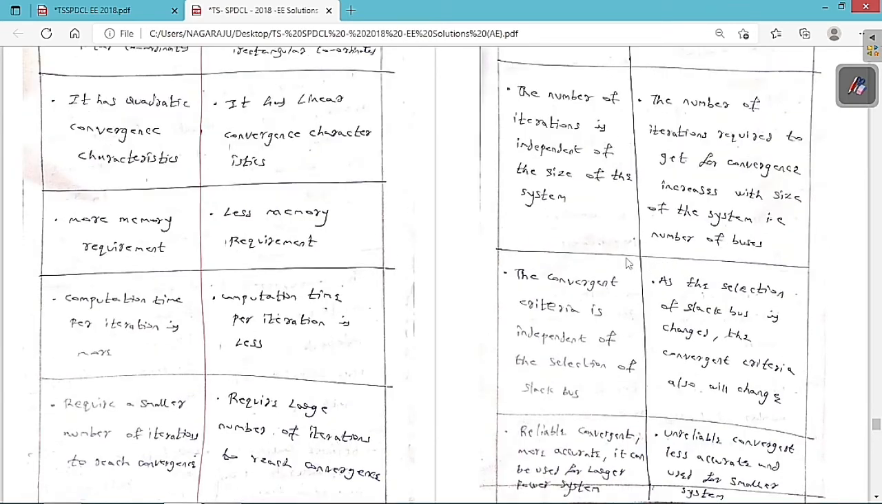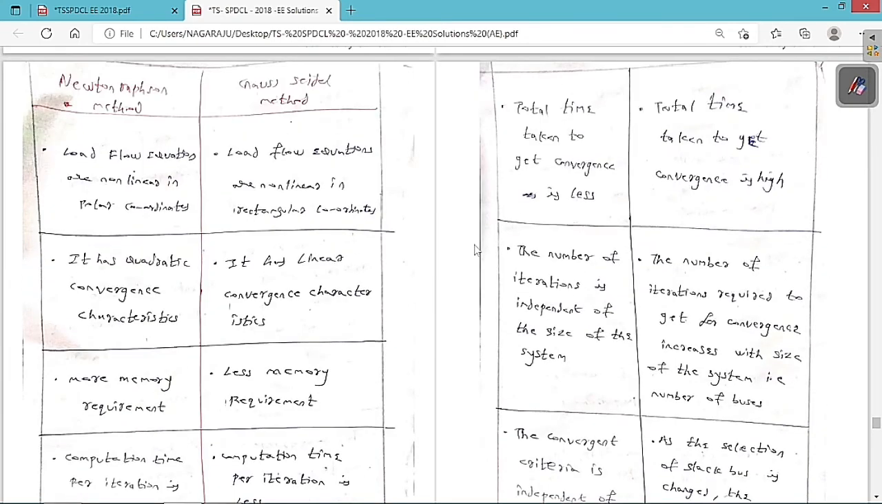So these are some of the important points regarding the Newton-Raphson method and the Gauss-Seidel method. Basically, in the Newton-Raphson method the load flow equations are nonlinear in polar coordinates, and it has quadratic convergence characteristics, requires more memory, and the computation time per iteration is more. Therefore, it requires a small number of iterations to reach convergence, but the total time taken is less. The number of iterations is independent of the size of the system, and the convergence criteria is independent of the selection of the slack bus. It is very reliable, convergent, more accurate, and can be used for larger power systems also.